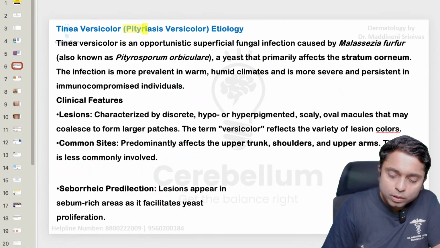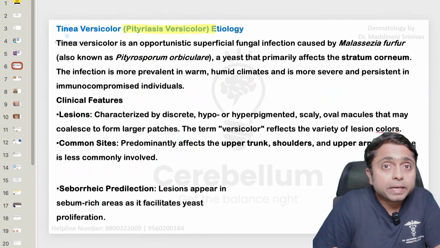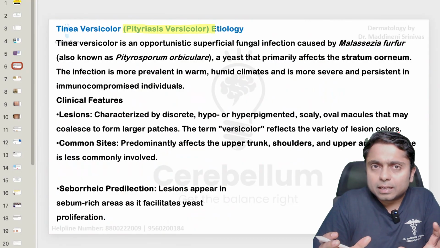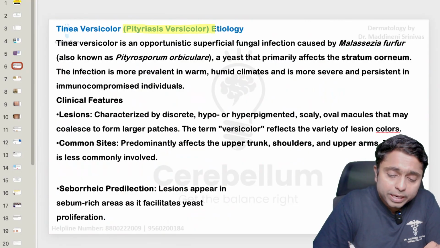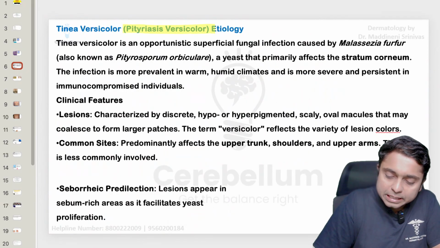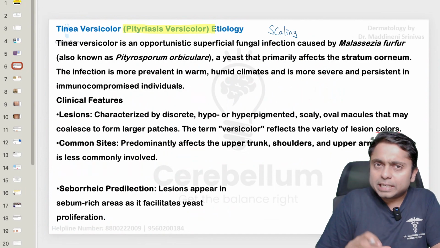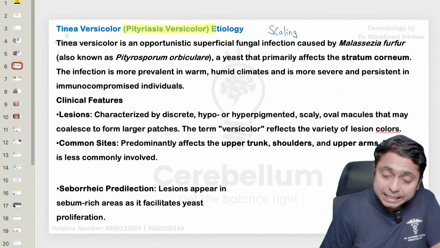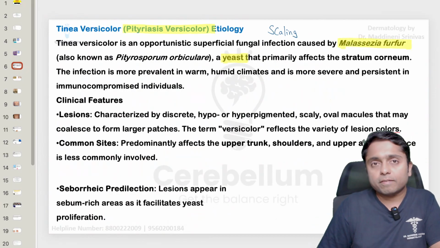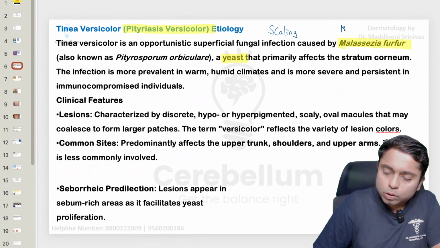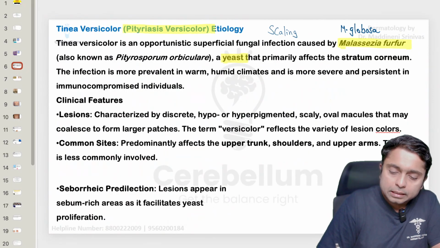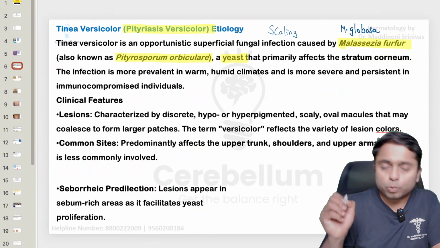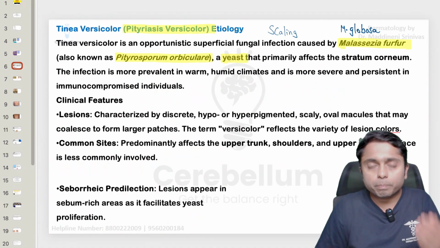So tinea versicolor, please remember, is also called as pityriasis versicolor. The reason for this name is, wherever you hear this term pityriasis, always remember pityriasis means scaling. Why it is called versicolor we will see, but you should remember the causative organism. It is a yeast, which is Malassezia furfur. Even Malassezia globosa is also one important cause, and this furfur is also called as Pityrosporum orbiculare. Basically you might have read this in your microbiology.